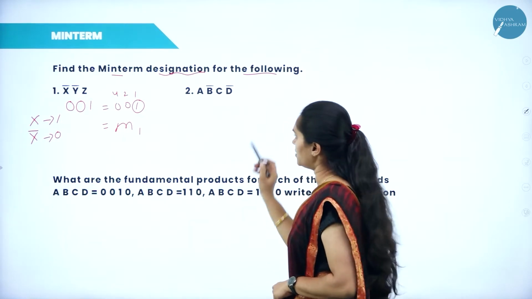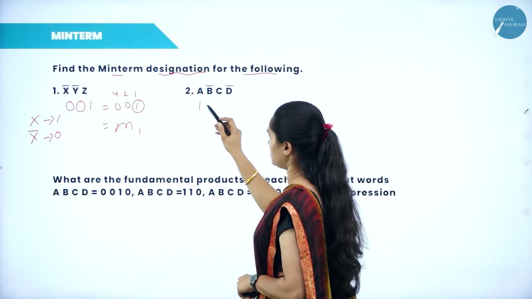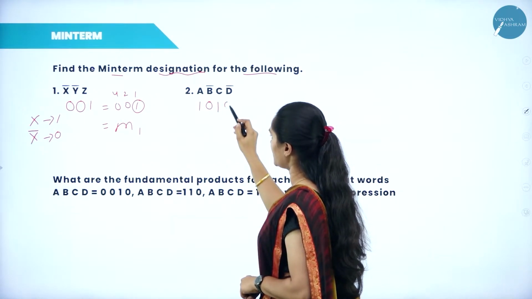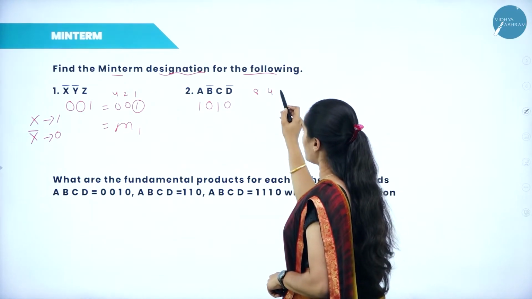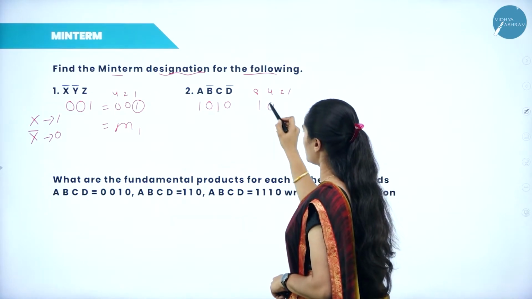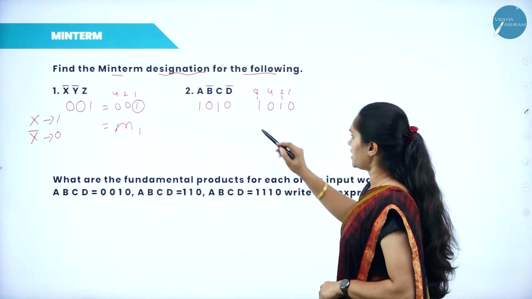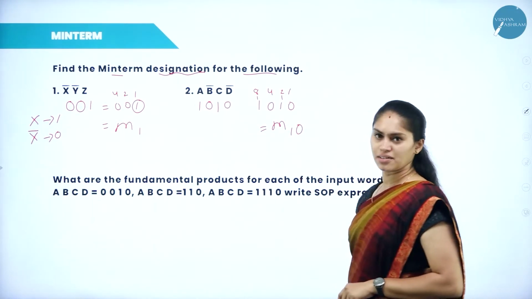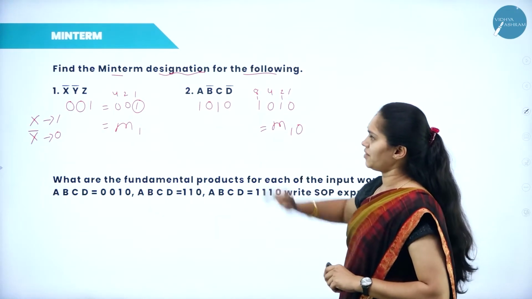We'll see the next problem. A, B bar, C, D bar. So here A will be 1, B bar will be 0. For C, we have 1. For D bar, it will be 0. So now I can't take 4 2 1. I have to take the 8 4 2 1 format. So 1, 0, 1, 0. So 8 plus 2 in the place of 2. That is 10. So its designation is M10. So this is the easy way of finding the designation of a given minterm.